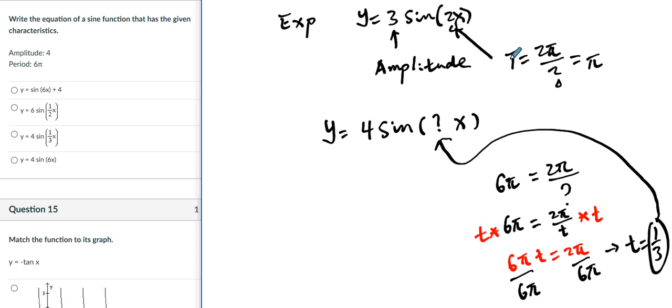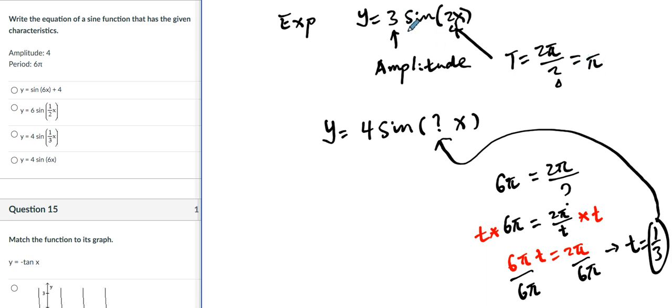This 2 will be used as a denominator to divide 2 pi. So the period for this function is always 2 pi divided by the coefficient in front of x and after sine, which is pi.